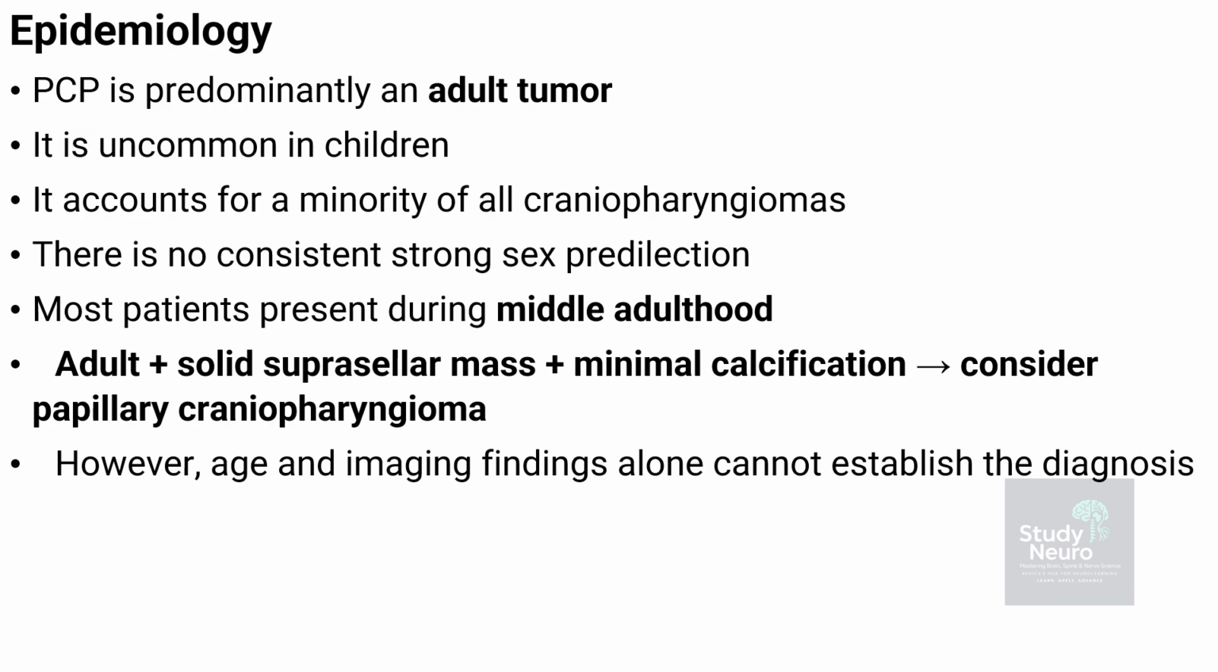However, age and imaging findings can only suggest the diagnosis. Definitive identification requires correlation with histopathology and molecular findings, especially detection of the characteristic BRAF proto-oncogene valine 600 to glutamic acid mutation.